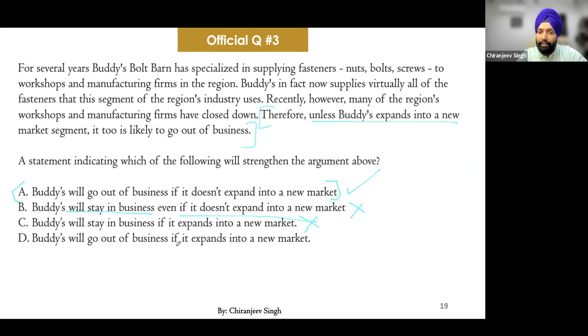And similarly, this is also not going to strengthen because it's saying what will happen after expanding. Our conclusion was about what happens if it doesn't expand. The conclusion was never about what happens from expanding. Even after expanding, it may go out of business. We are not concerned because we are just saying it's necessary. We are not saying it's sufficient.